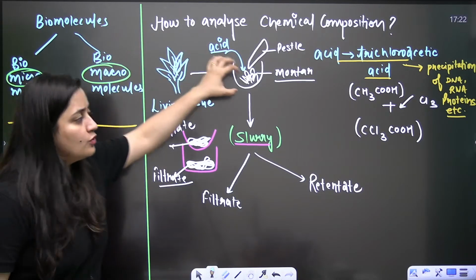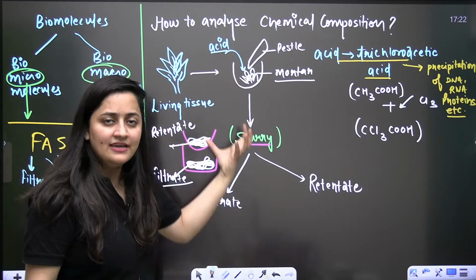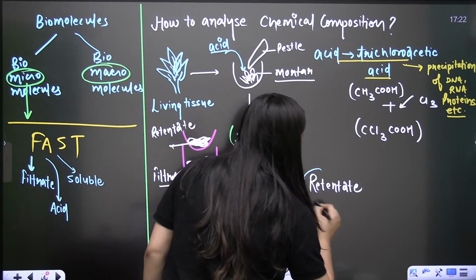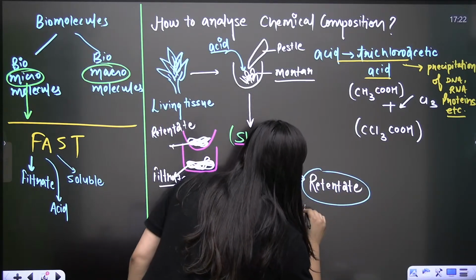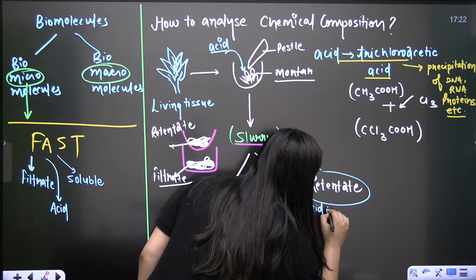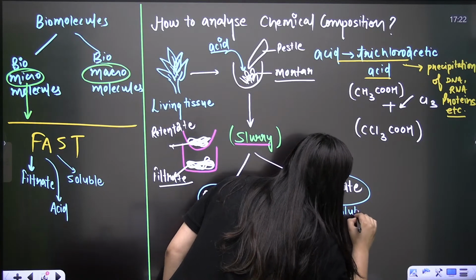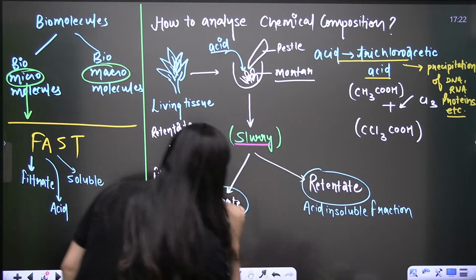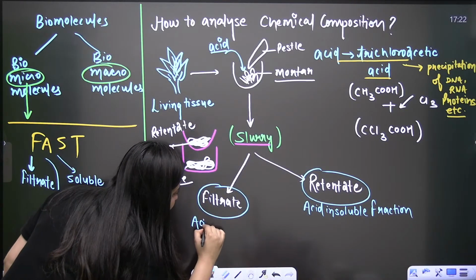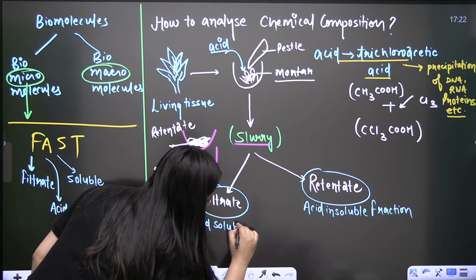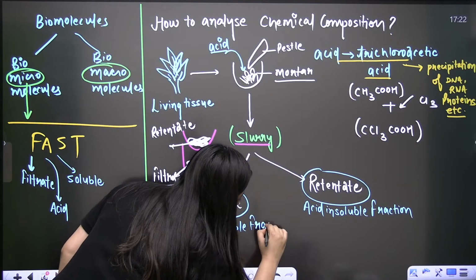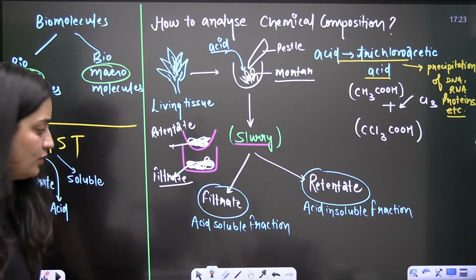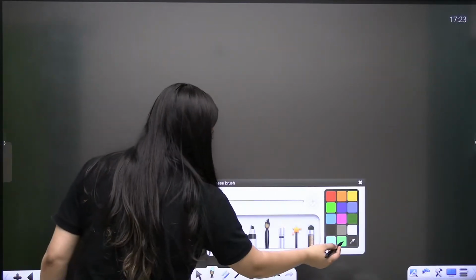I told you that you will get a paste, the slurry, and you are going to filter it out. So the filtrate is your acid soluble fraction, and the retentate is your acid insoluble fraction. This is what you need to understand first. Any doubt here? Anyone having any doubt?